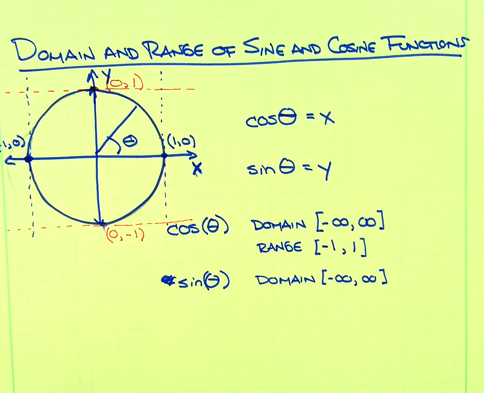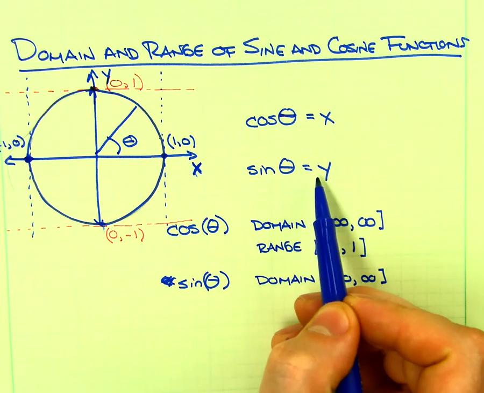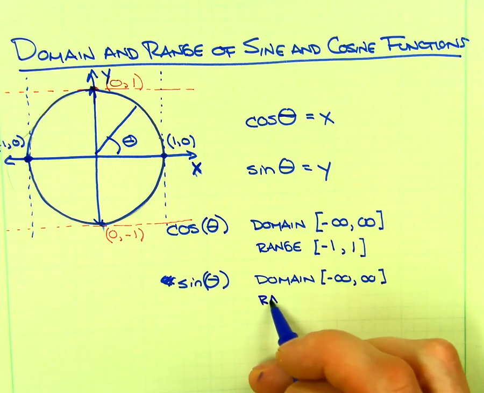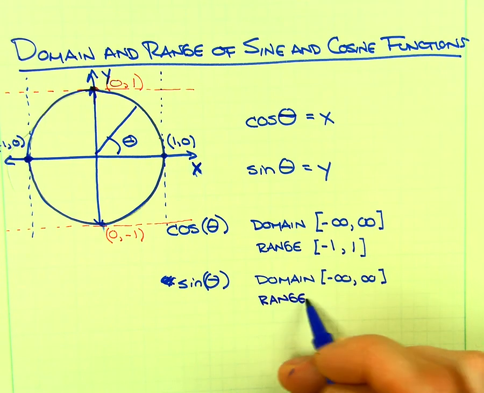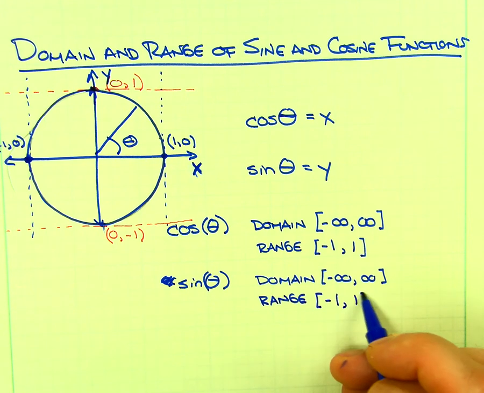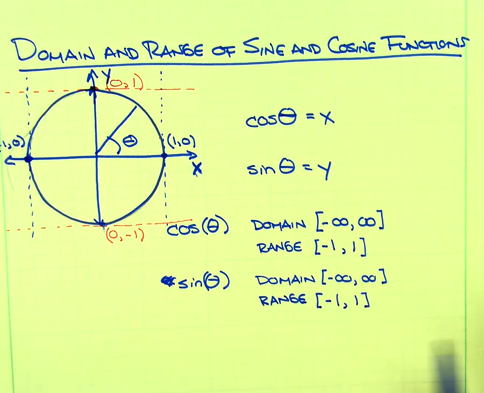So looking at the y values, the y values can never be higher. No matter what theta is, y values can never be higher than 1 and can never be less than negative 1. So the range of my sine function is stuck between negative 1 and 1. So this is the domain and range of my sine and cosine functions. Okay, let's draw a line there.